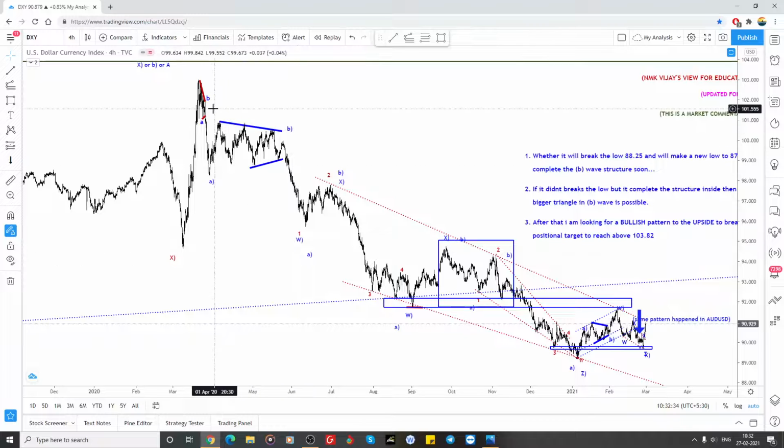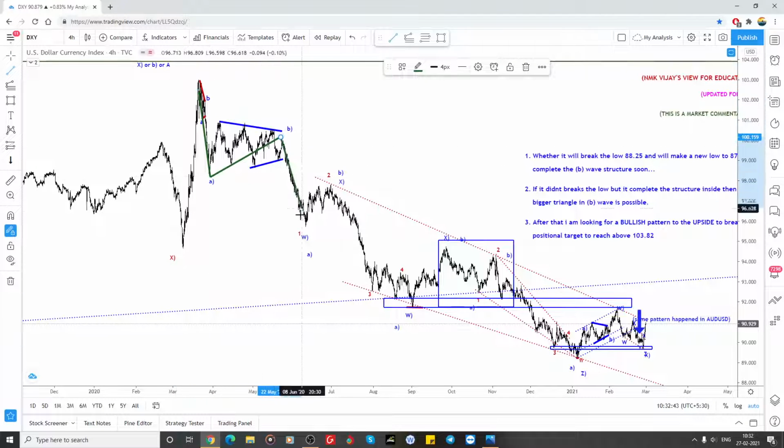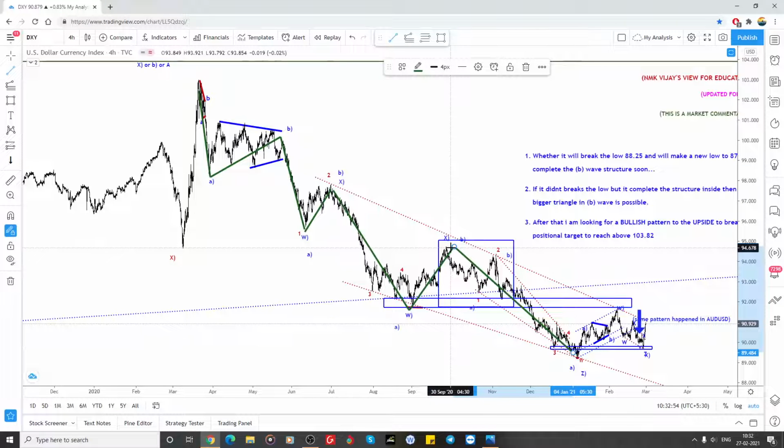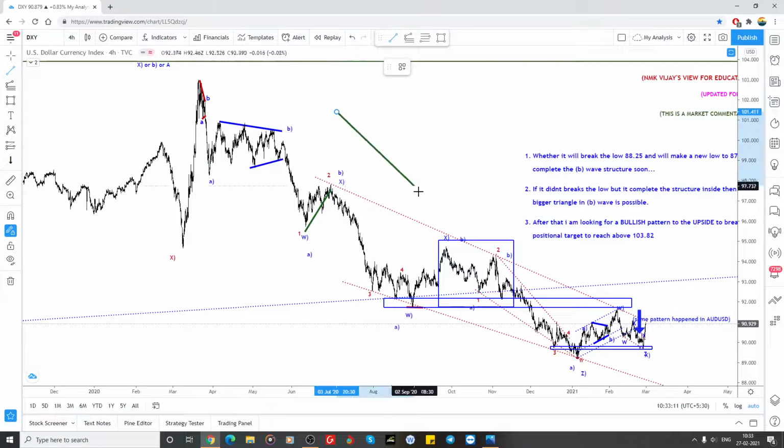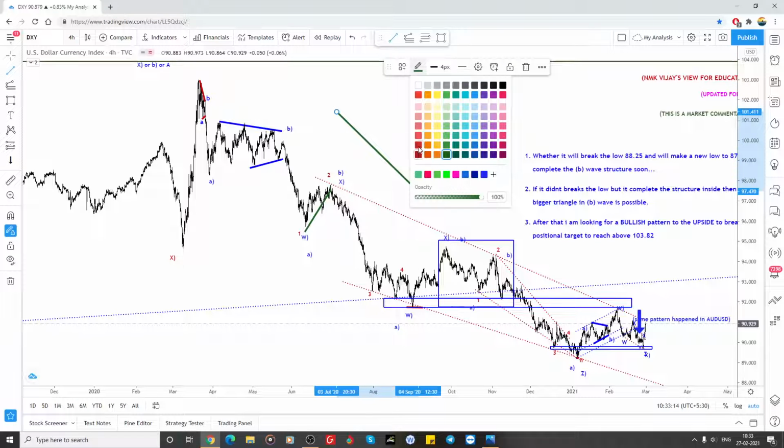Otherwise, if we take this as a B, C is ended here at W. So this is a simple correction, A, B, C. After this is a connecting wave, and this is the A, this is the B, and this is the C. So there is a simple one if you mark it as a line. But sometimes, I will explain it here. Make it red.